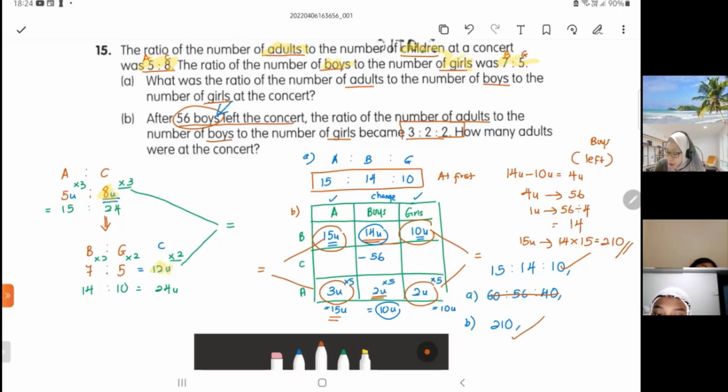Okay. By the way, what concept is this? SUC. Single unchanged concept. The ones that are not changed in this question are the adults and the girls. Unchanged, right? Unchanged, unchanged. Okay.